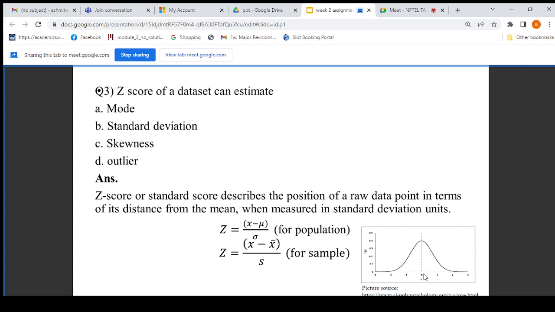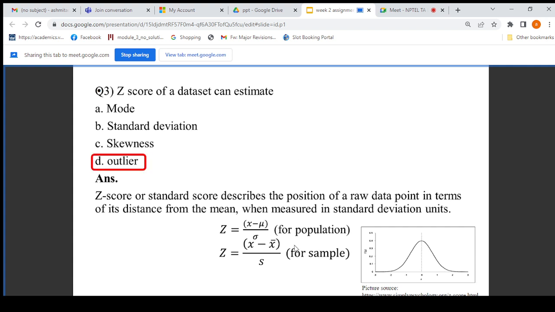So if we find that the z score value is in the range between plus and minus 1 sigma, we can say the value is present at a distance of sigma from the mean. That is the basic purpose of using z score. So z score has two formulas. In the case of a population, it is x minus mu by sigma, and in the case of a sample, it is x minus x bar by s. So these are the two primary differences.